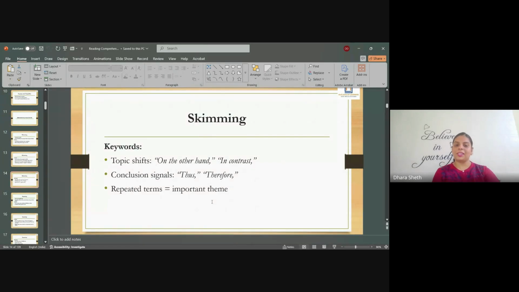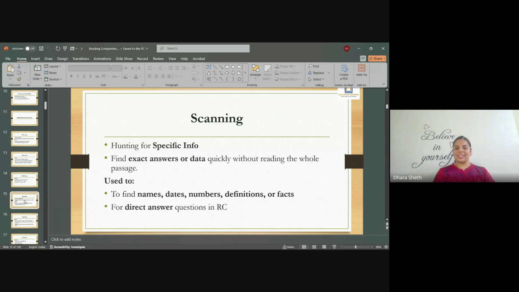Also, when you skim through the passage, keep an eye on the words which are repeated, terms which are repeated. They probably signify the theme of the passage, like what's the core idea of the passage. The next technique is scanning, where you are hunting for specific information, finding the exact answers or data quickly without reading the whole passage. What we called keyword mapping.